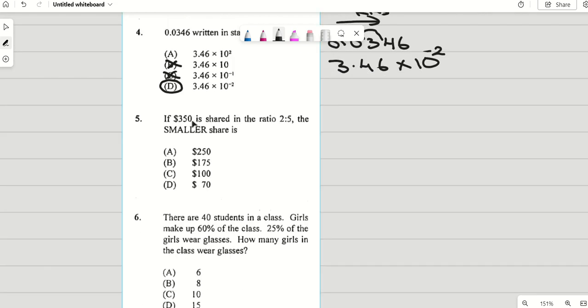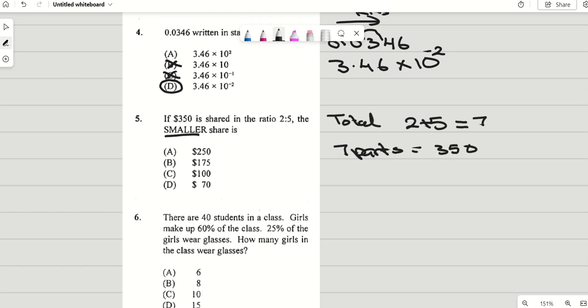Number 5: if 350 is shared in a 2:5 ratio, the smaller share is. Now this question, we find the total parts. We have 2 plus 5. They told you 350 is shared in this ratio, so your total parts, we use the ratio as parts, is 2 plus 5, which is 7. So we can say 7 parts is equal to 350. They asked for the smaller share, which would obviously be 2 parts. If 7 parts is 350, then 1 part would be 350 divided by 7, which is 50.